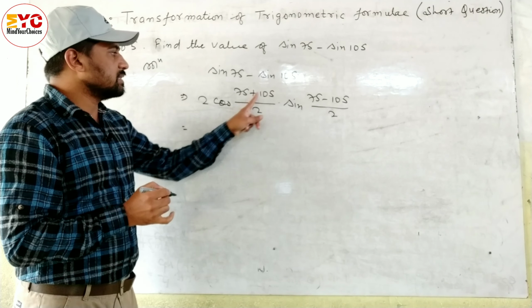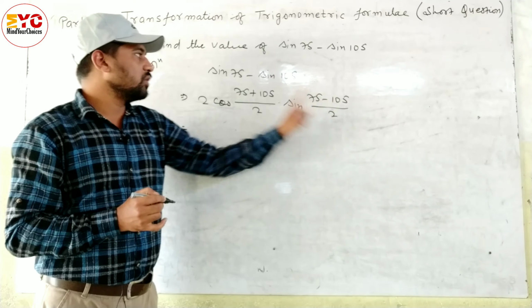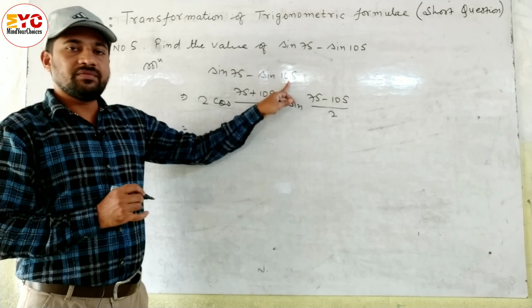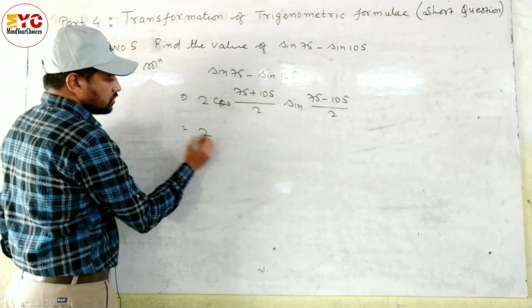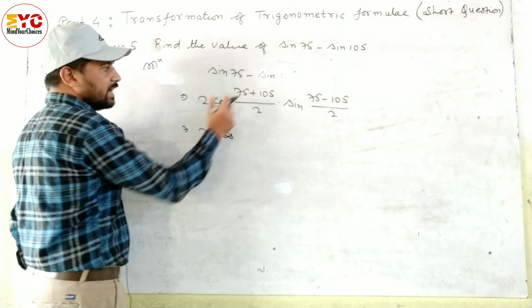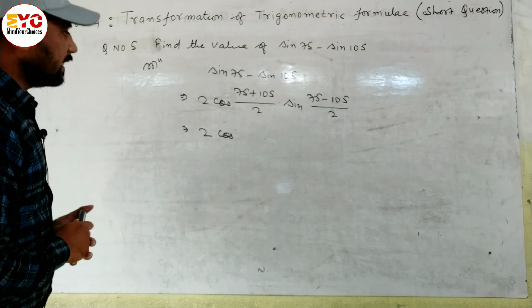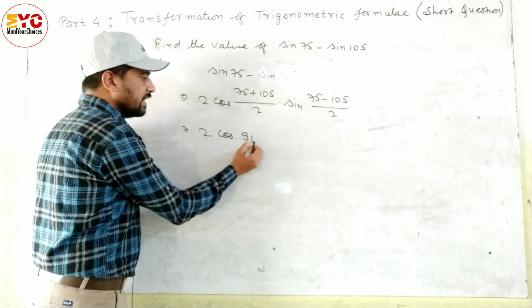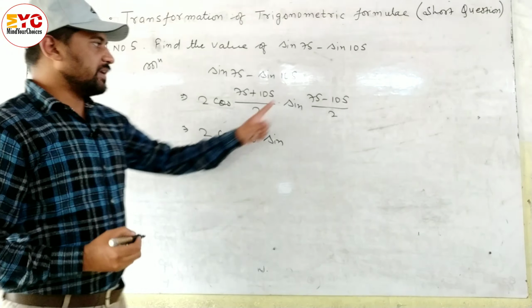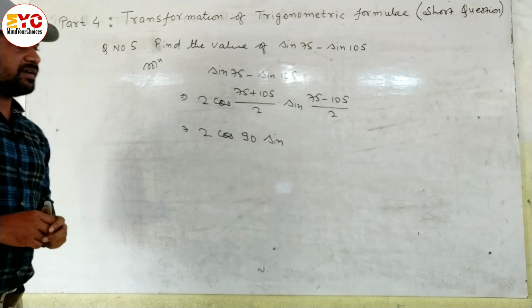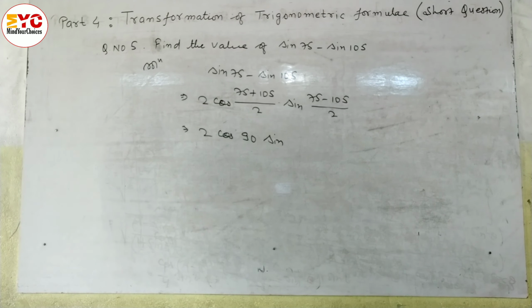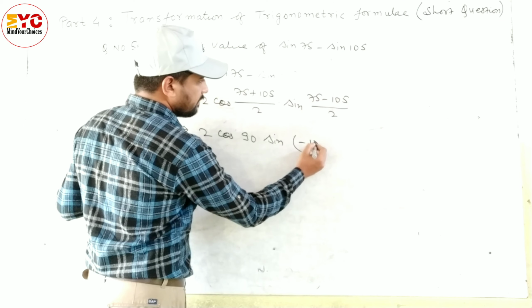2 cos (c plus d) by 2, sine (c minus d) by 2. In the place of c here is 75, in the place of d here is 105. So 2 cos, we have to add 105 plus 75, it will be 180, and 180 divided by 2 we get 90. Similarly sine, when you subtract 75 minus 105, we will get minus 30, divided by 2, it will be minus 15. So here we get minus 15.